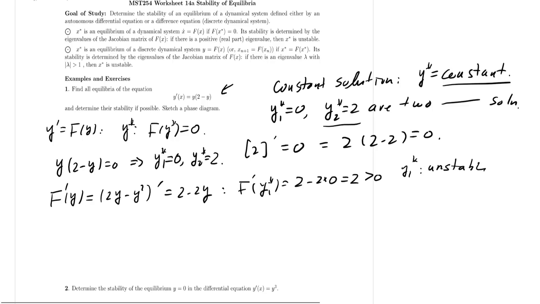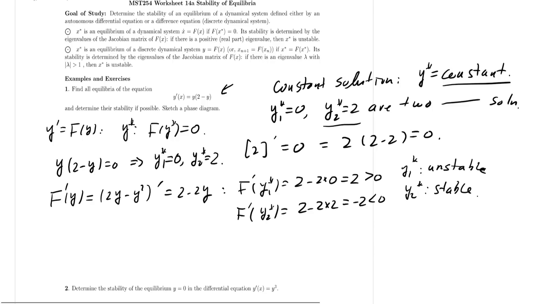If it's positive, it's unstable. And if it's negative, then it's going to be stable. If you look at this one over here, this is going to be negative. We have 2 minus 2 times 2, and it's negative 2, it's less than 0. And y2 star over here is stable. And this method is just a calculus method using algebra.